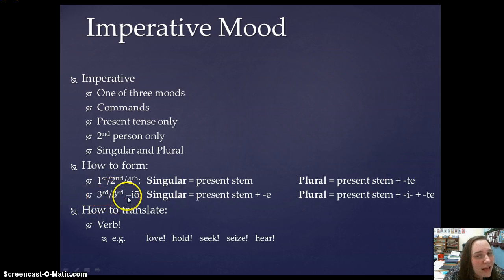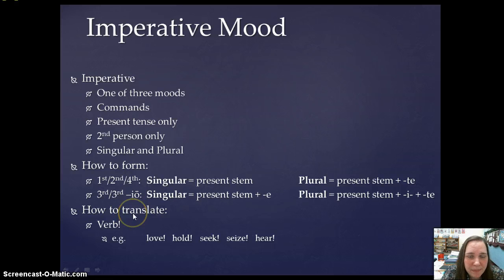For third and third IOs, remember that the present stem doesn't have a vowel on it. So for the singular imperative for third and third IOs, it's the present stem plus the vowel e. And then the plural imperative is the present stem plus i plus te. So two different vowels, which I know sounds a little weird, but that's the way it goes.